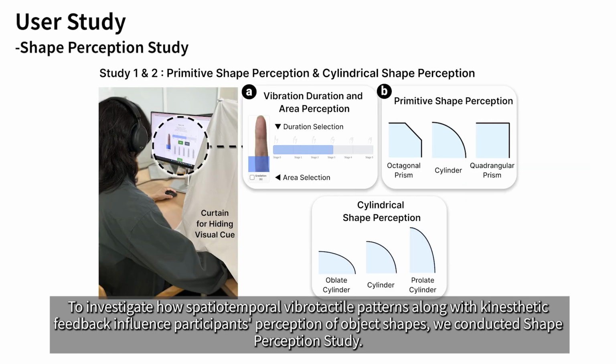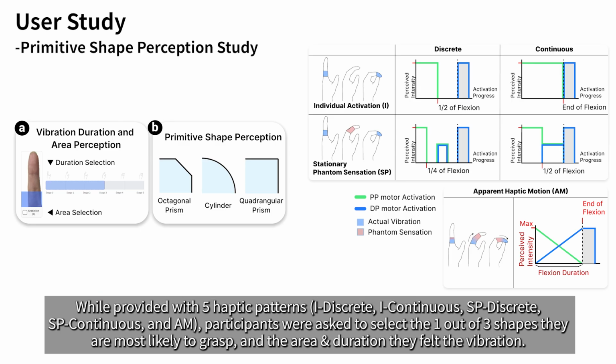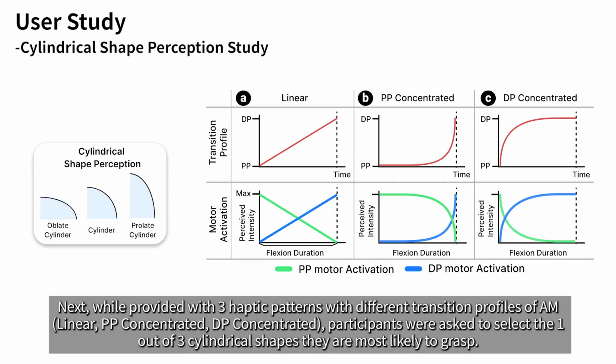To investigate how spatiotemporal vibrotactile patterns along with kinesthetic feedback influence participants' perception of object shapes, we conducted a shape perception study. While provided with 5 haptic patterns including I-discrete, I-continuous, SP-discrete, SP-continuous, and AM, participants were asked to select 1 out of 3 shapes they were most likely to grasp, and the area and duration they felt the vibration. Next, while provided with 3 haptic patterns with different transition profiles of AM, including linear, PP concentrated, and DP concentrated, participants were asked to select 1 out of 3 cylindrical shapes they were most likely to grasp.